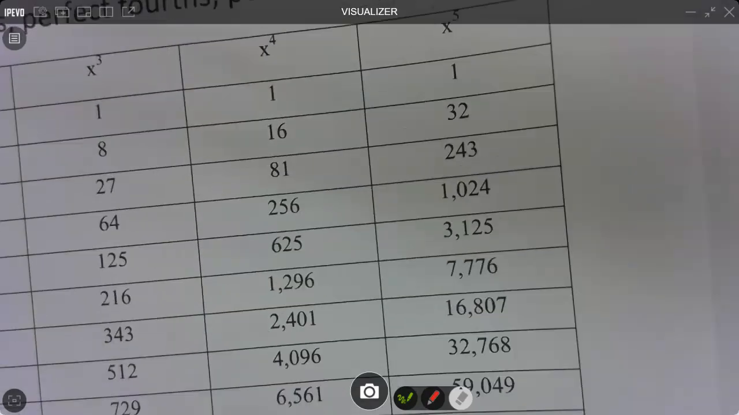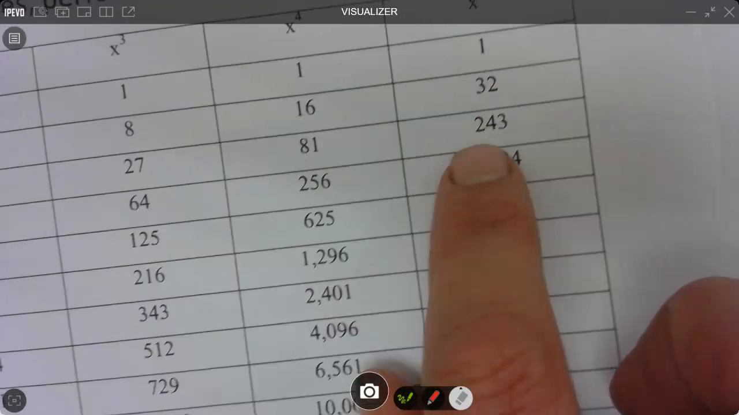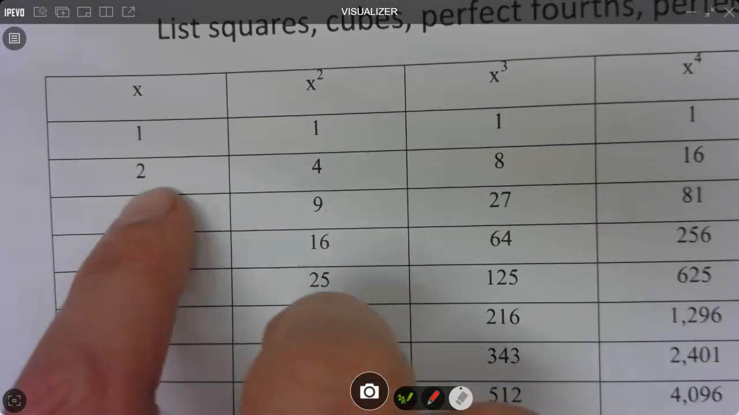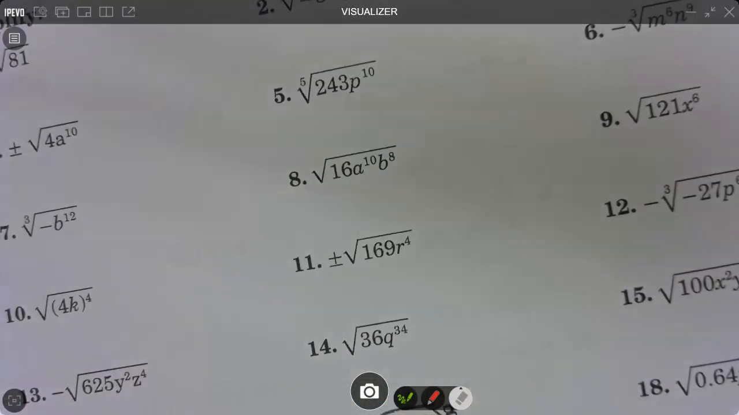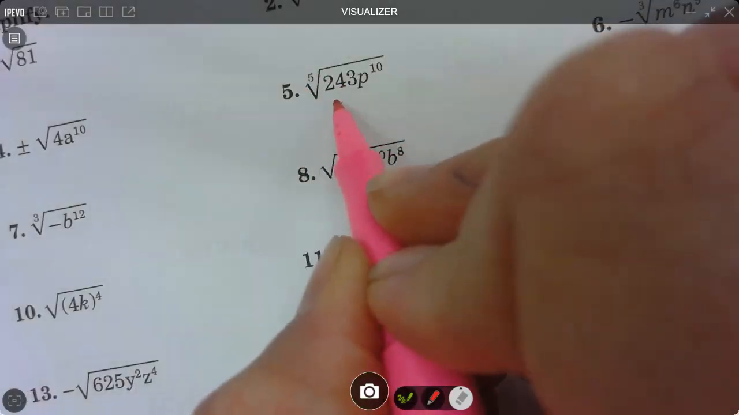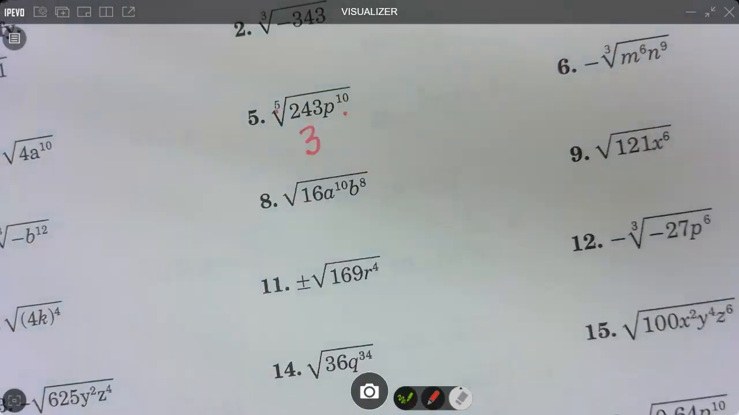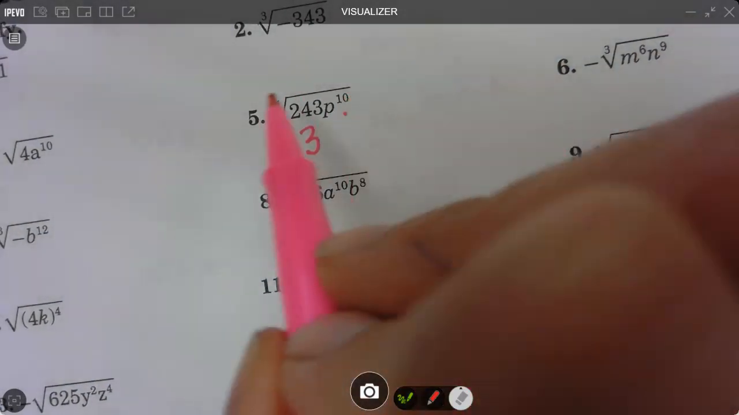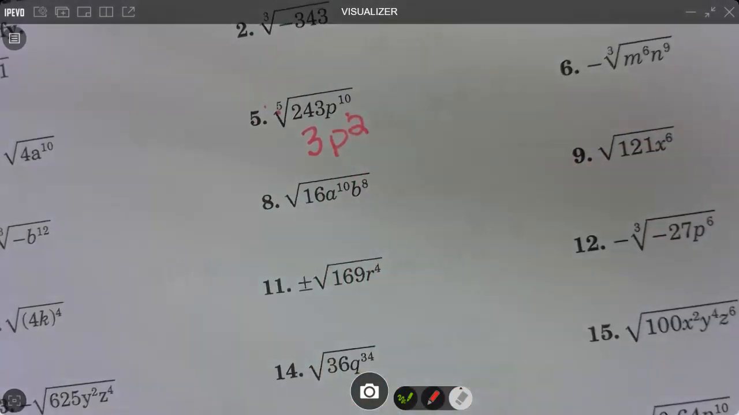So you would have that sheet, you would look for 243. We see that there is one. Then you go over and you say, okay, that's a 3. So the 5th root of 243 becomes 3. The number inside divides by the number outside. So 10 divided by 5 is 2.